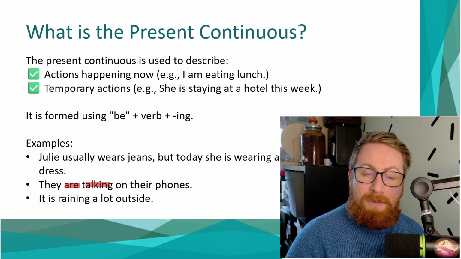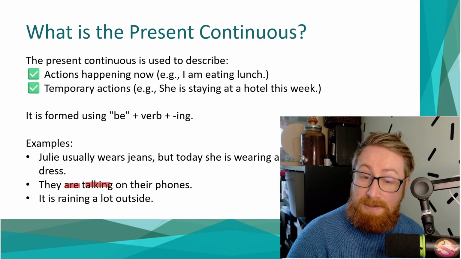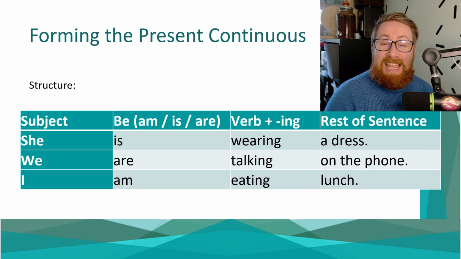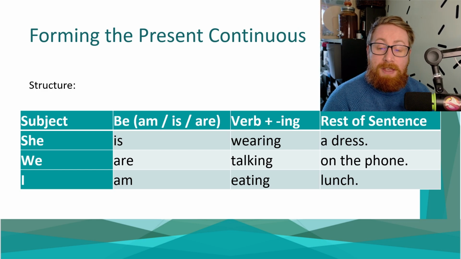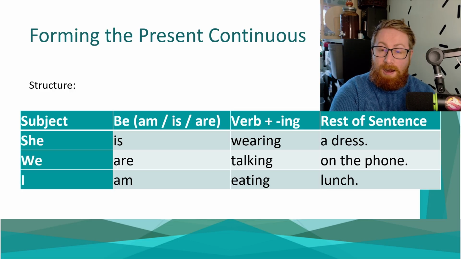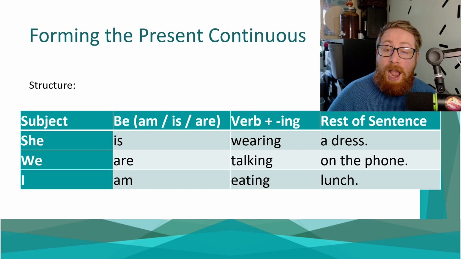We'll go through these a little bit more and figure out how to choose am, is, or are to make negative sentences and questions in the present continuous. And once again, here is the structure, which is very useful. So this is when we use am, is, or are. If the subject is he, she, or it, we use is. If it's we, you, or they, we use are. And if it's I, we use am. So she is wearing a dress. We are talking on the phone. I am eating lunch.